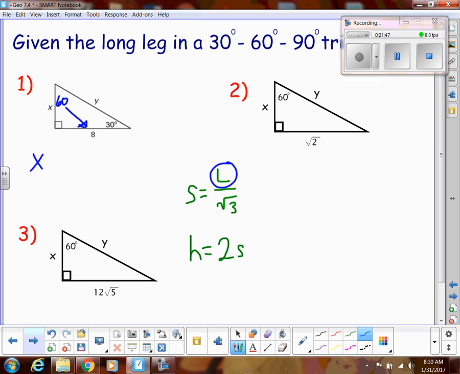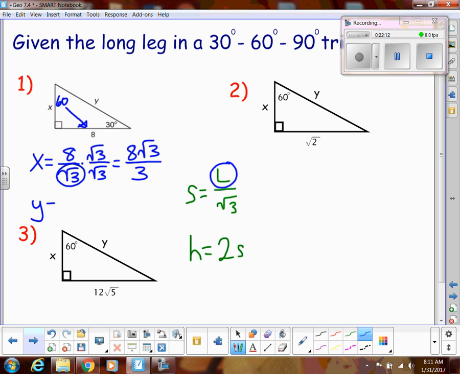So x is going to be 8 divided by root 3. Remember to rationalize that. Don't leave the square root in the denominator. Notice this time I'm not multiplying by root 2 over 2. I'm multiplying by root 3 over 3 because now I have root 3 in the denominator. So this will be 8 root 3 over 3. And that fraction does not reduce, so I'm just going to keep 8 root 3 over 3.